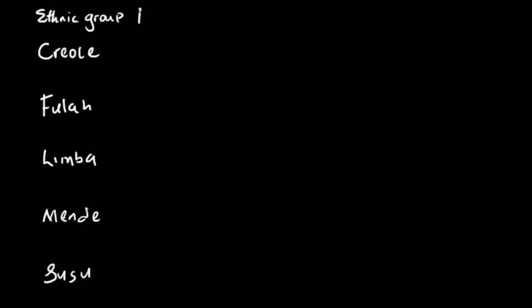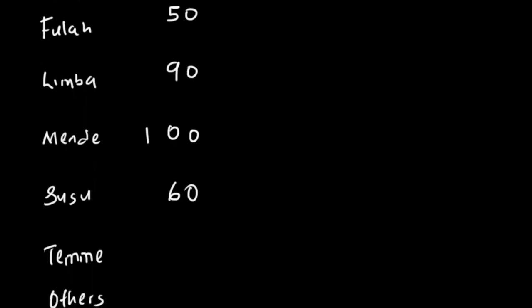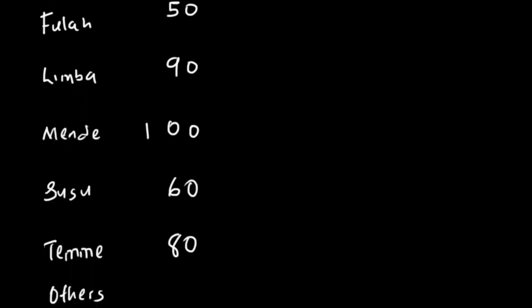We can call this the number of people in the ethnic group. For Creole we have 200. For Fula we have 50. For Limba we have 90. For Mende we have 100. For Susu we have 60. For Teme we have 80. And then for others we have 140.